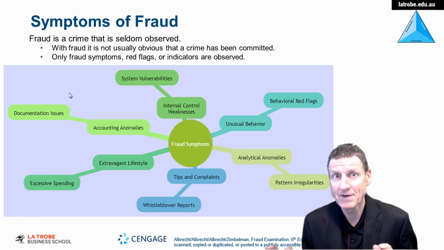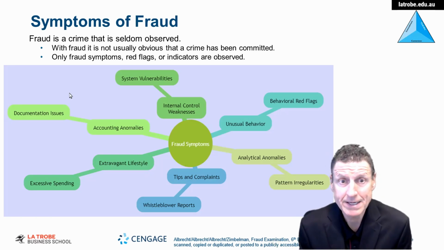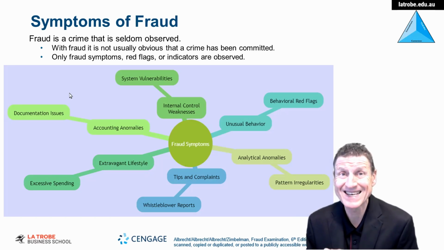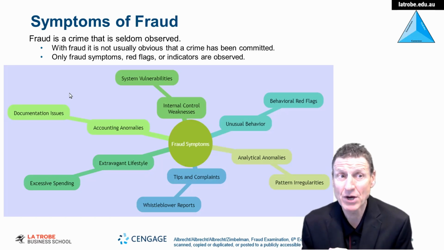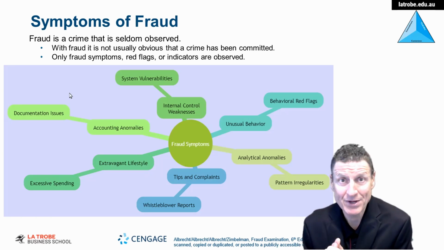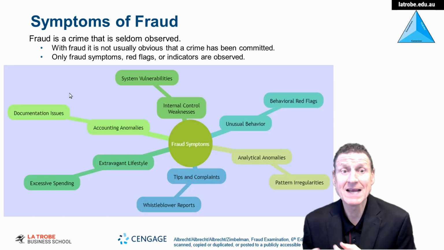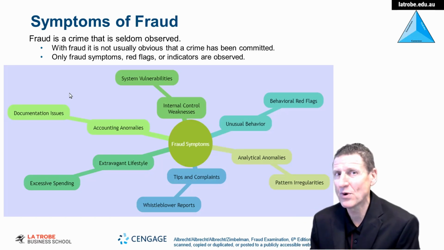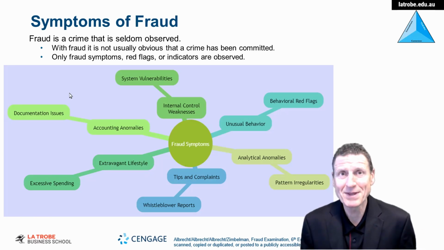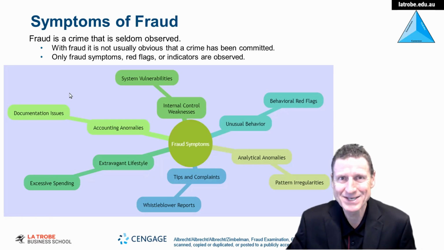So there you have the 6, and we can put that down into the alphabet, A, B, C, D, E, F. A, accounting analytical anomalies. B, behavior. C, internal control. D, accounting anomalies, documentation. E, extravagant lifestyle. And tips and complaints we could put down for F, false messaging, something like that. But at least we try and remember these, A, B, C, D, E, and F. There you have it. Let's get into these 6 areas, shall we?